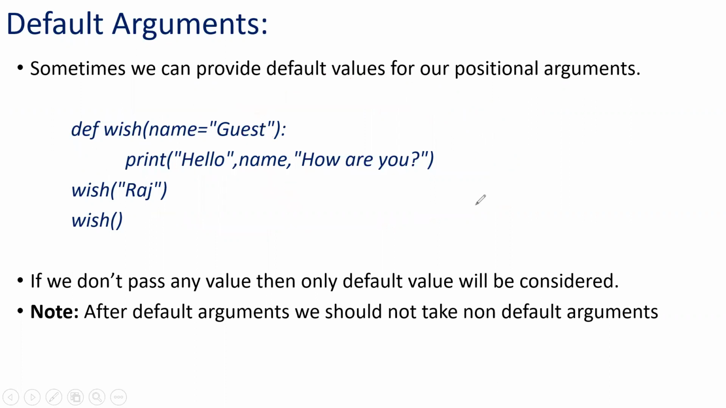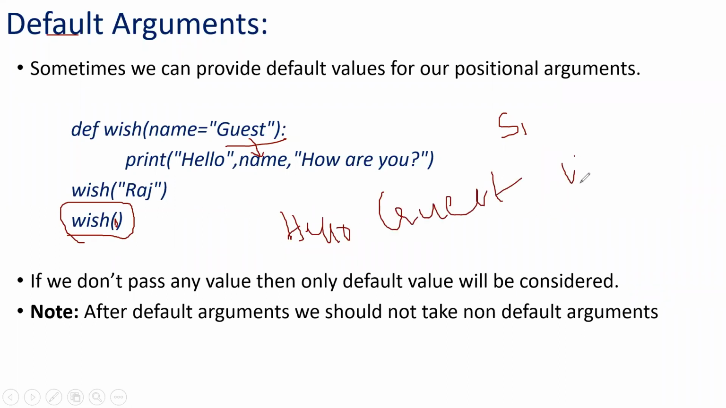Now I don't want to pass my name, like while we are signing up. If you are registering for a website like that, we are not interested in giving the value. Then what happens if I don't pass any parameter? Automatically there will be a default argument, that is guest. So I didn't pass anything here, my name. What happens here is, by default, it takes name as guest. So it prints, hello, guest, how are you?